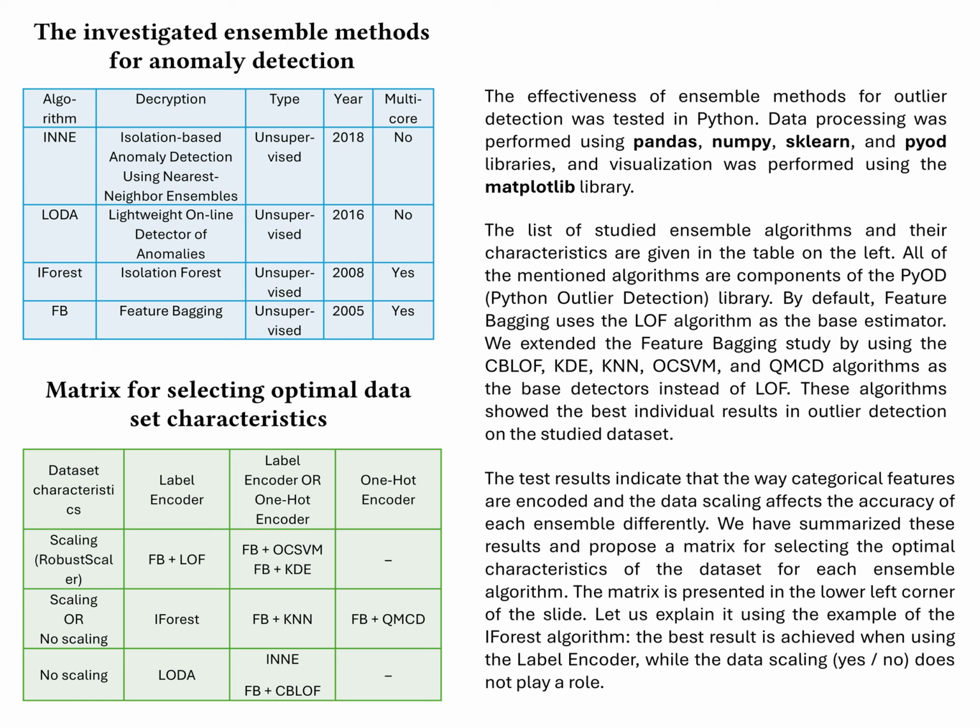The test results indicate that the way categorical features are encoded and data scaling affects the accuracy of each ensemble differently. We have summarized these results and propose metrics for selecting the optimal characteristics of the dataset for each ensemble algorithm. The metric is presented in the lower left corner of the slide. Let us explain it using the example of the iForest algorithm. The best result is achieved when using the label encoder, in which case the data scaling does not play a role.